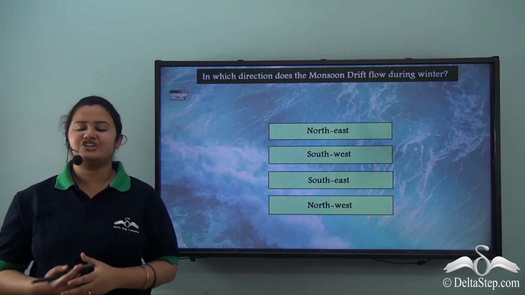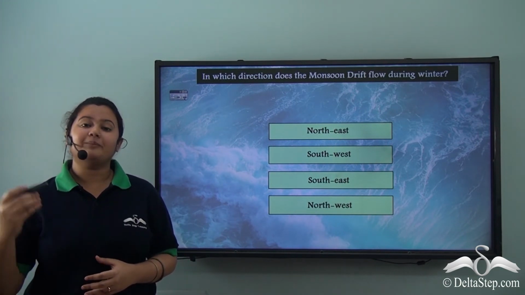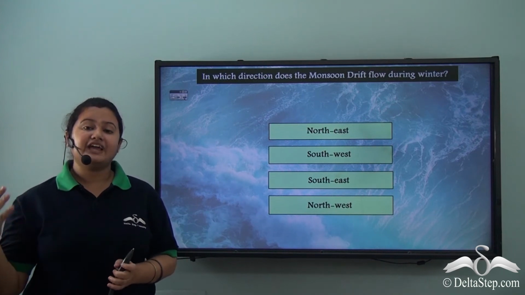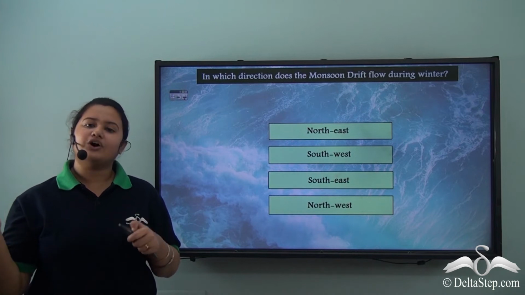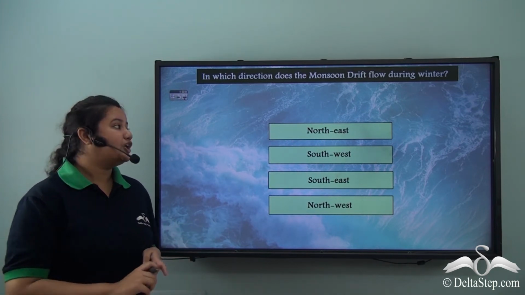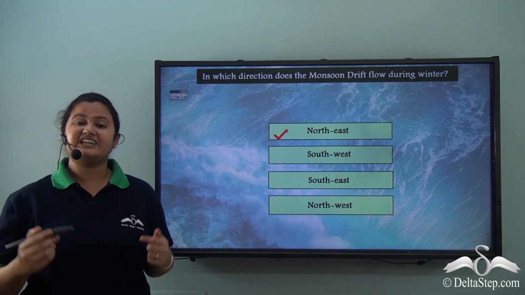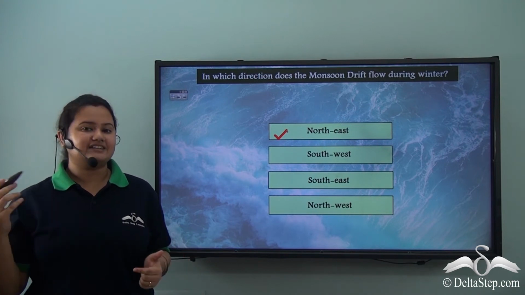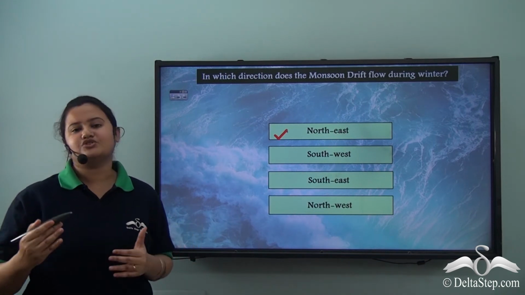Well, we have just studied that since the monsoon winds blow from land to sea, that is, they travel from the northeast direction during winter, the ocean currents or the monsoon drift also travel in the northeast direction. Therefore, the correct answer is northeast. And so, these monsoon winds that travel in the winter season are called the northeast monsoon drift.